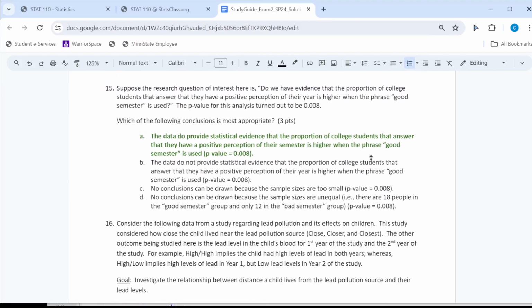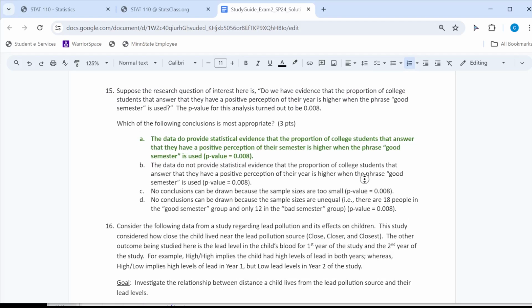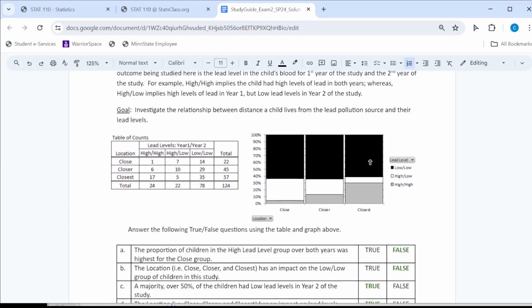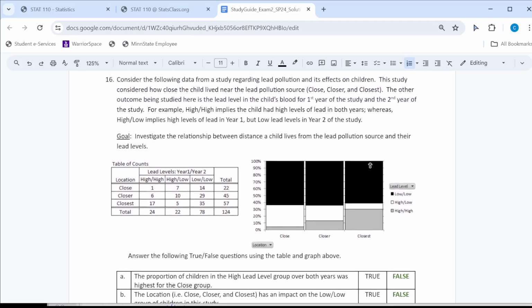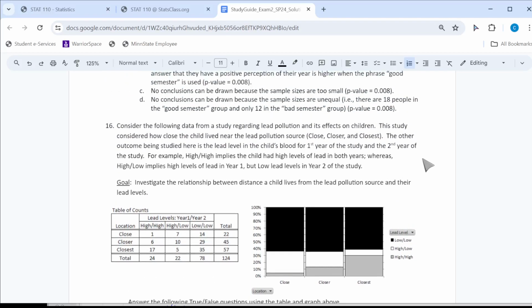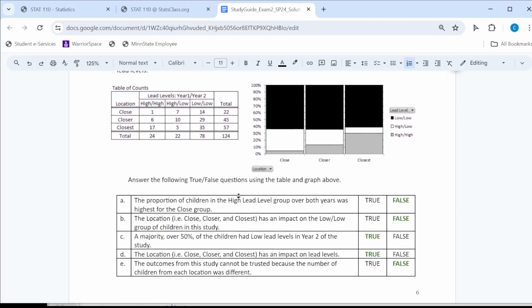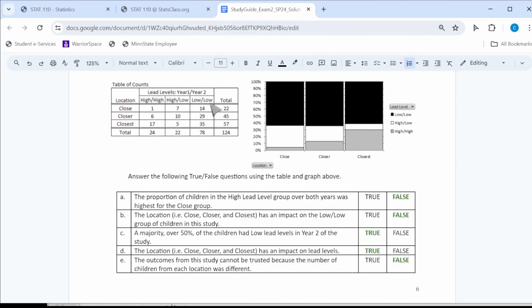Another question just about what does it mean to have a small p-value. I'll let you guys work on that one. This one here is a little bit, I don't want to say tricky, but just takes a little bit to understand. What we did here is we measured level of lead in 2 consecutive years. So a high-high implies that a child has high lead levels in both years. A high-low would be they had high levels of lead in year 1, but low levels in year 2. And then a low-low would be they had low levels of lead in both years. So it's a little different way of looking at that, and it's just 3 different columns here.